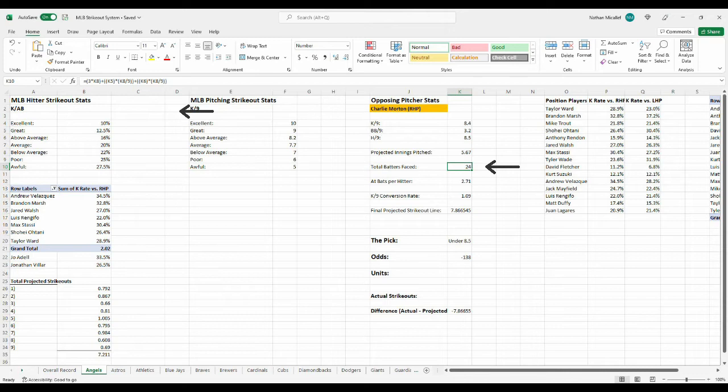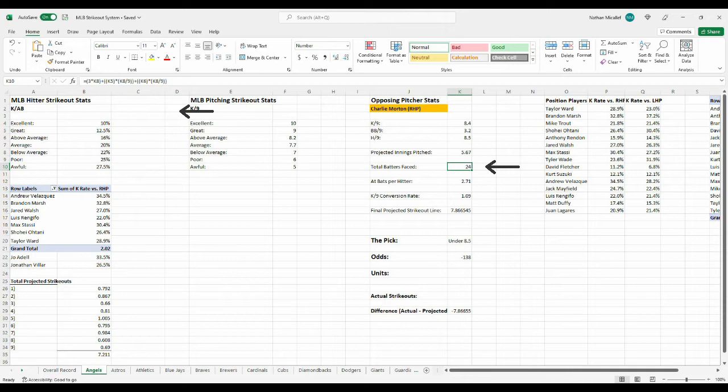In this example, Charlie Morton is projected to throw 5 2/3 innings. You multiply the 5.67 times 3, and that's the number of outs that he's going to record during his outing, which is about 17 outs. So that's 17 of the 24 batters.